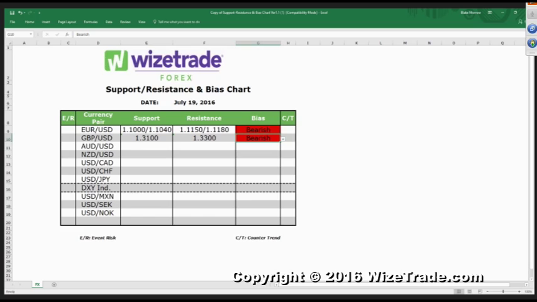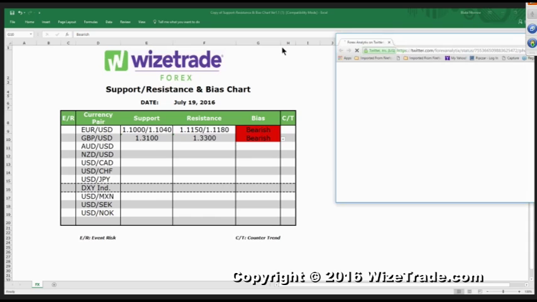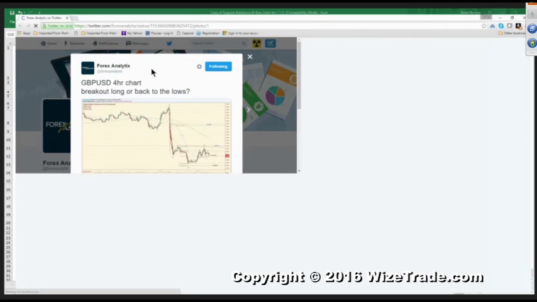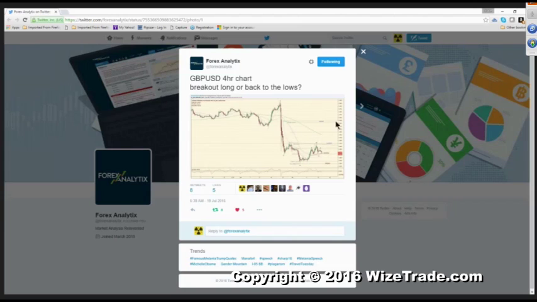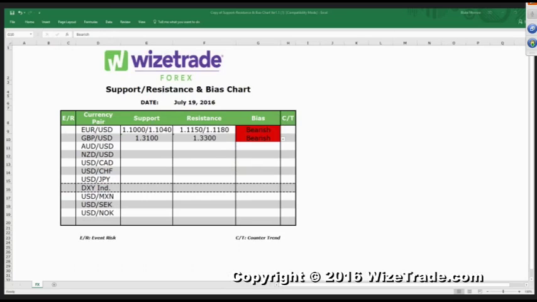All right. So anyway, Forex Analytics actually just tweeted a very similar chart. Forex Analytics just tweeted this chart. Is it a breakout or is it a continuation? It's the question that we ask.